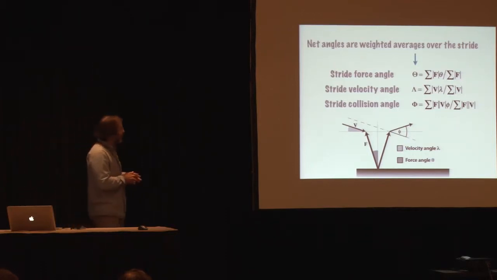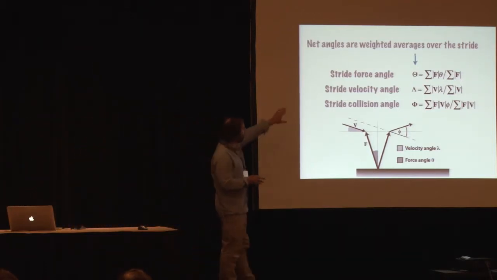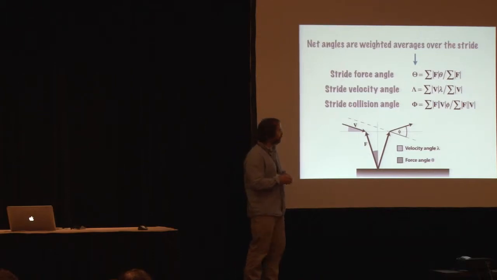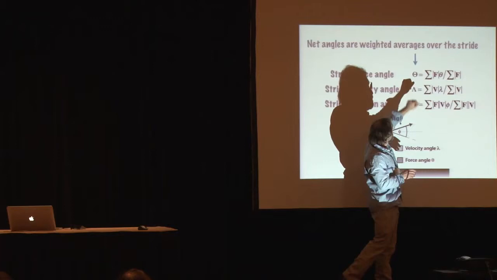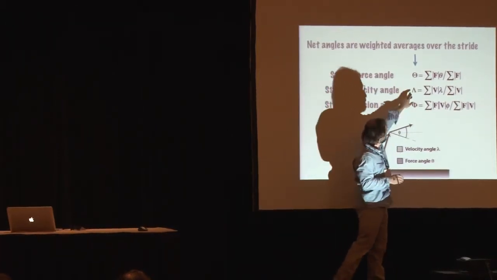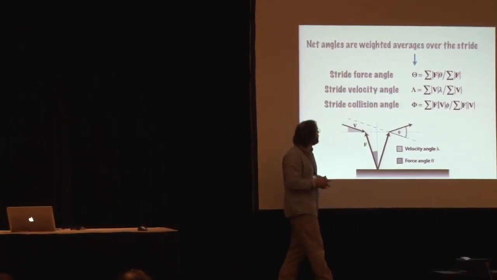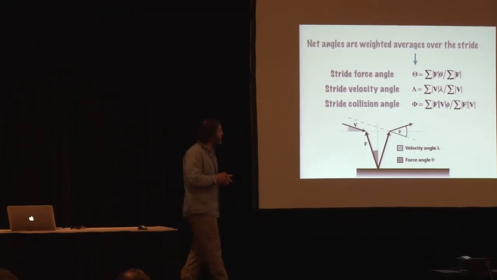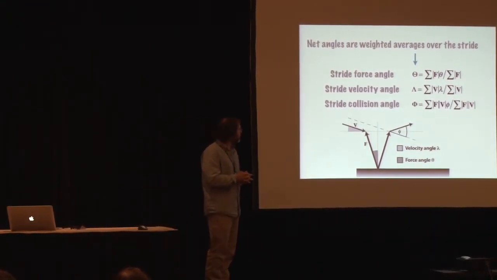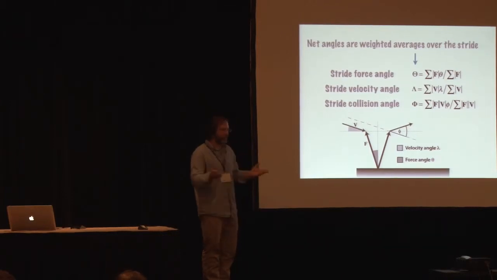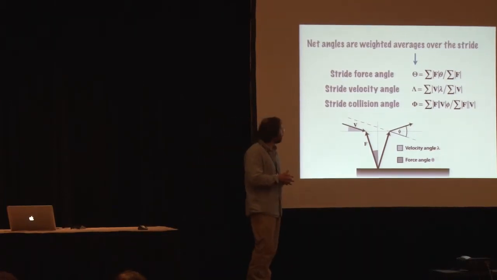And what I'll be reporting today are stride average values for these angles. So instead of using the lowercase, here we're using uppercase theta, lambda, and phi to represent the stride average force, velocity, and collision angles. And that's what I'll be reporting about the different gaits. We're really just looking at two gaits today, walking and running, of humans.